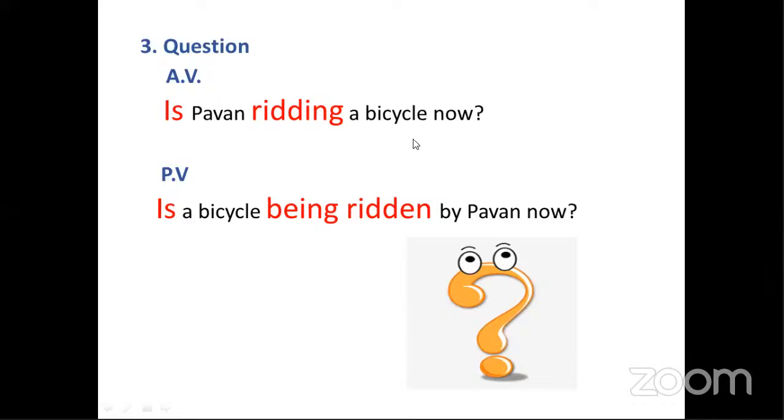Actually, the by phrase is not that important in passive voice. Even without the by phrase, we can say the sentence. Right? But here Pavan is the doer. So we can't forget it.